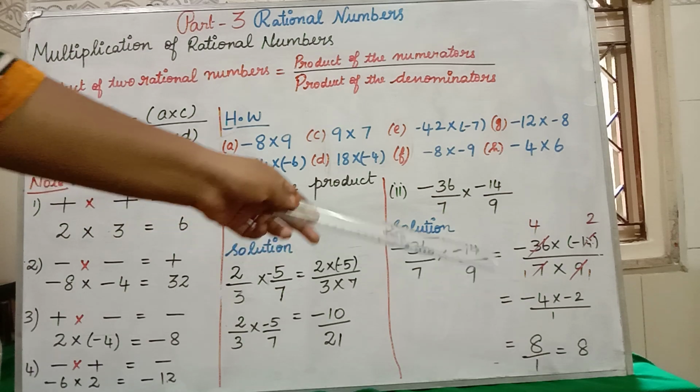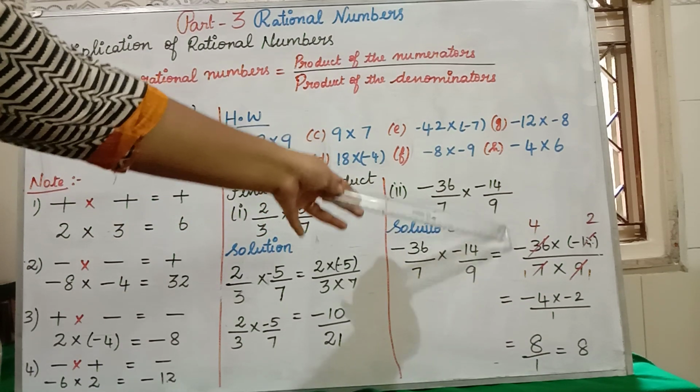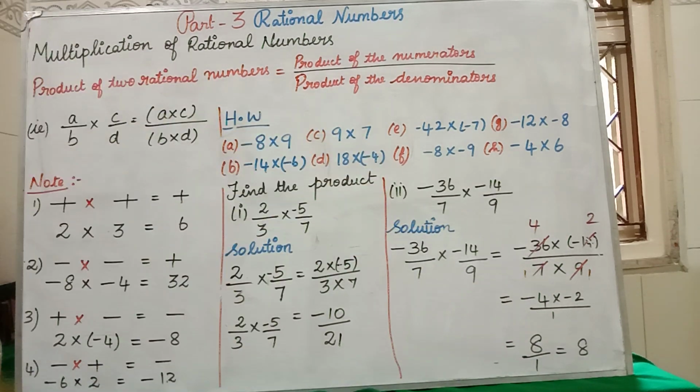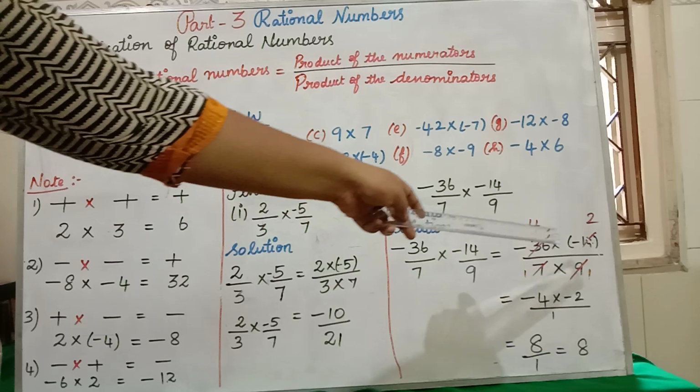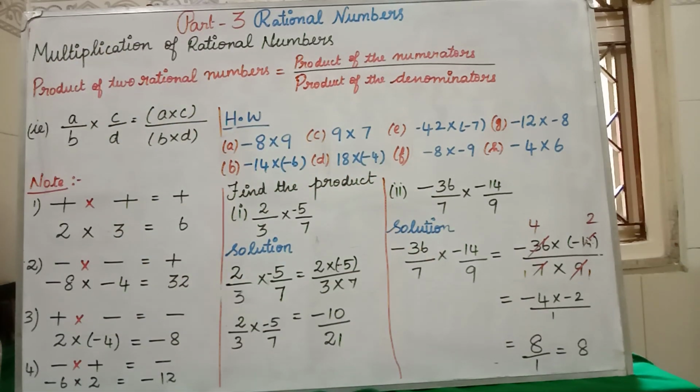In 9 table 36 will come 4 times. Similarly in 7 table 14 will come 2 times. So I have cancelled. Remaining is what in numerator? Minus 4 is there. After cancelling, minus 2 is there. So minus means what? Plus. So 4 2s are 8, positive 8. Therefore 8 divided by 1, answer is what? 8.